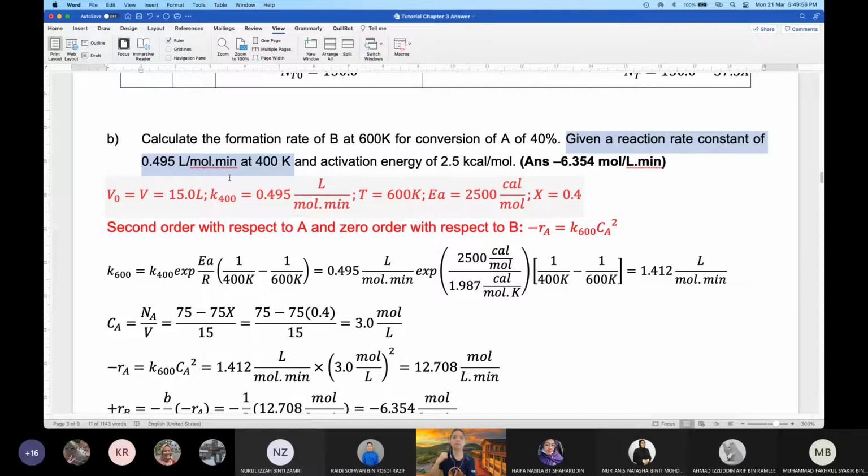You have to be very sensitive about this information. They do give us the K, but the K is at 400 Kelvin. Next, they give us activation energy, 2.5 kilocalorie per mole. Sometimes in engineering questions, the hardest part is that we do not know where to start, especially when you have a lot of information. This is very, very normal in engineering questions.